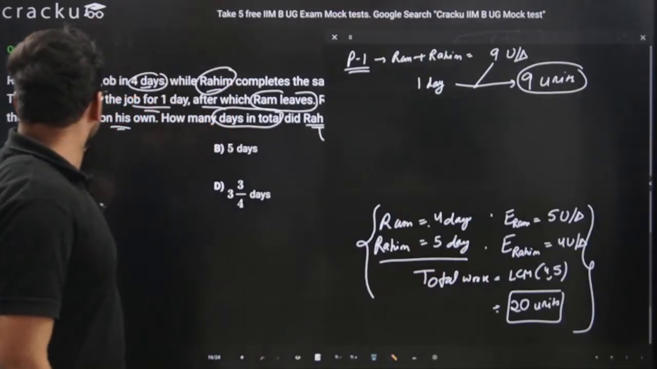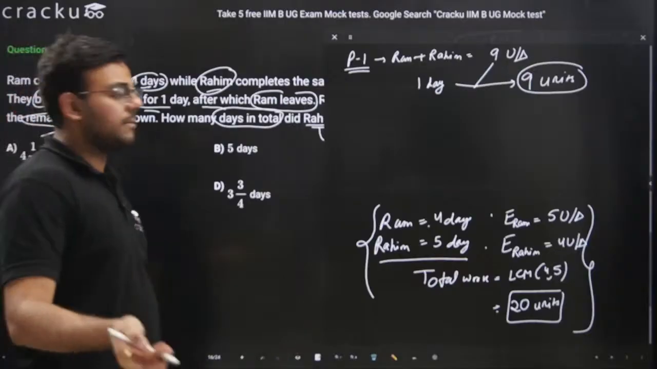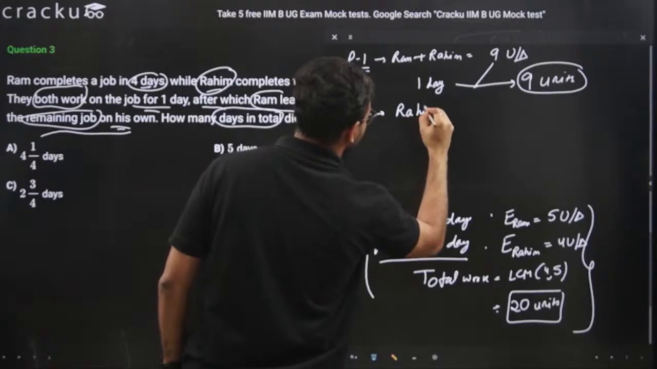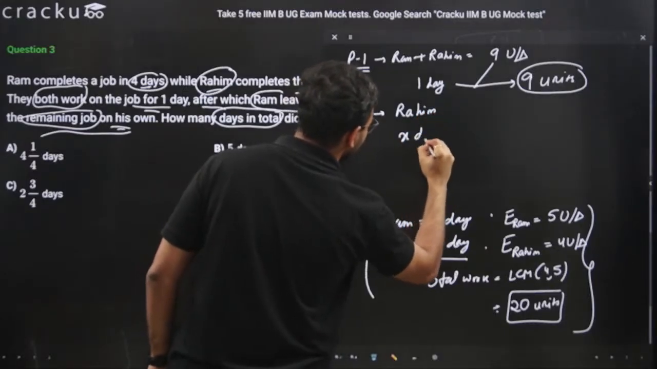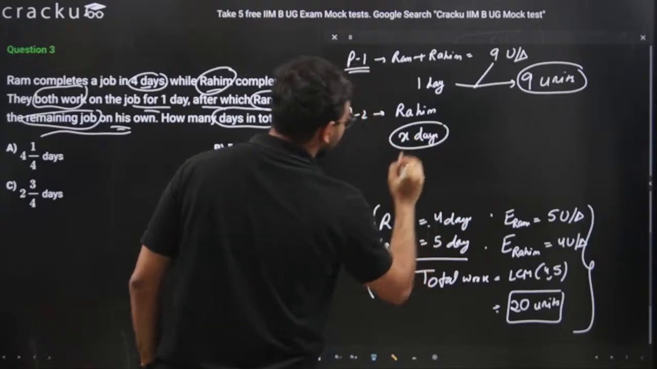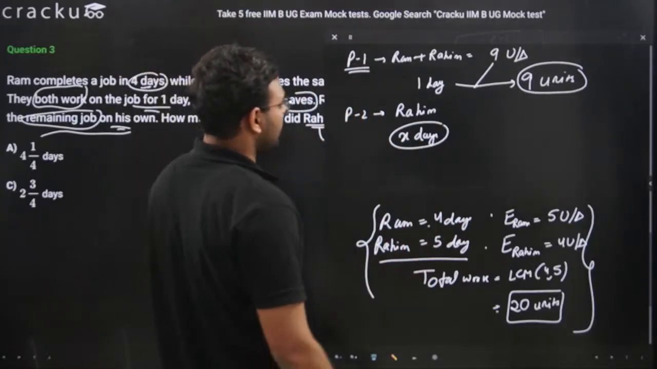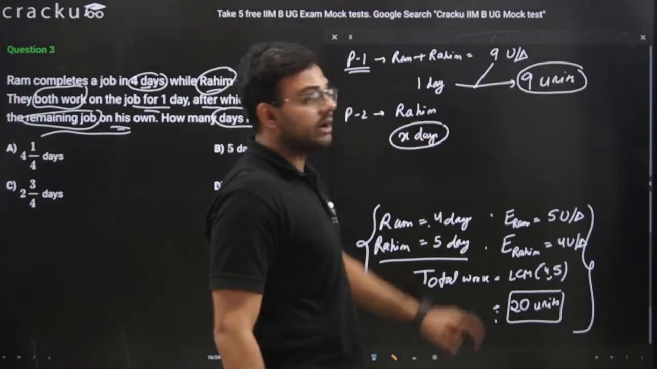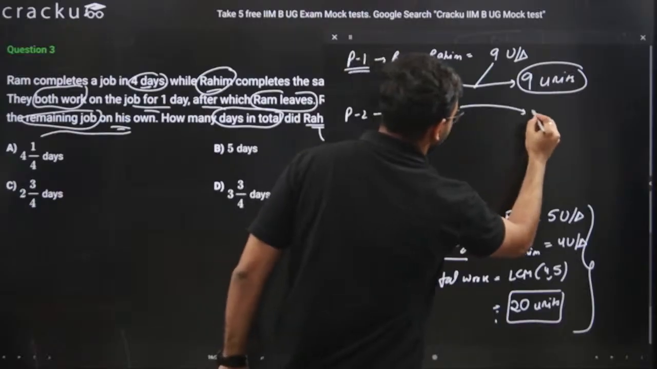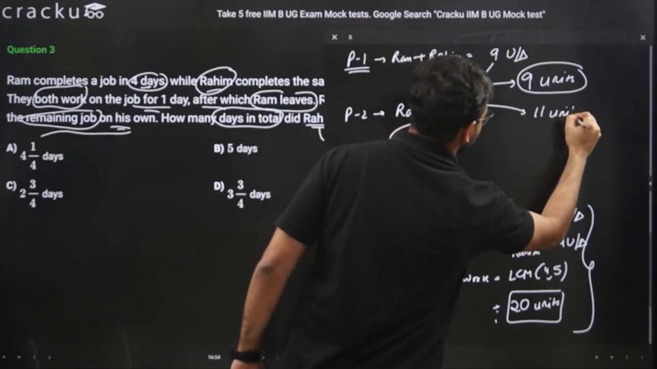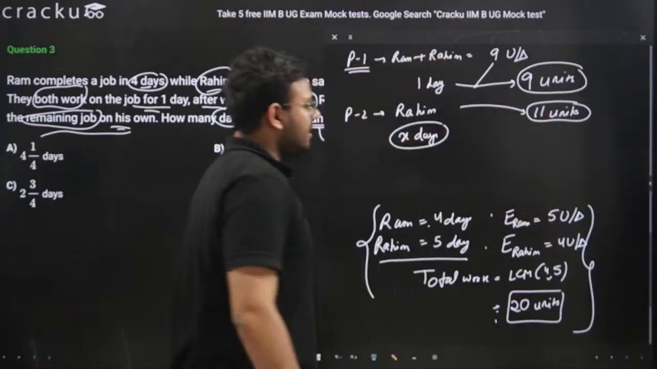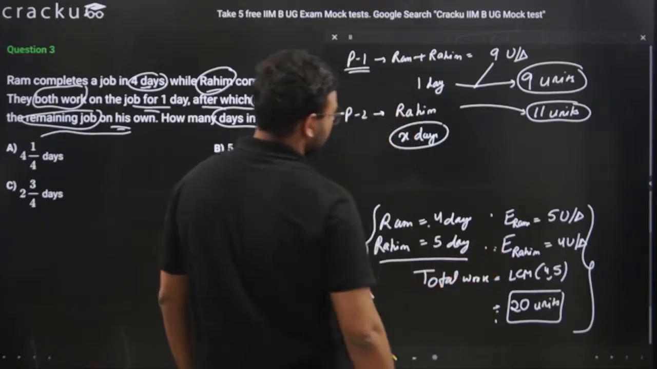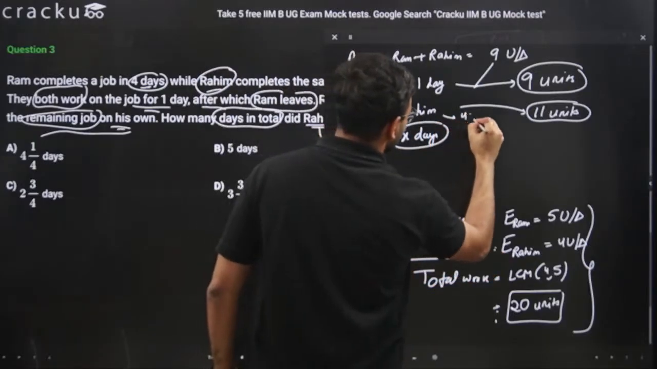It is given in the question that the remaining job is done only by Rahim, that is, Ram has left. So in phase 2, only Rahim is there. We have assumed that he takes X days to complete the work, and how much work is left? The total work was 20 units. 9 is already done in phase 1, so the work which needs to be done in phase 2 is 11 units, only by Rahim. Rahim's efficiency is 4 units per day.